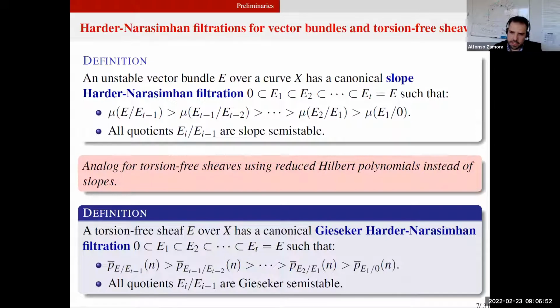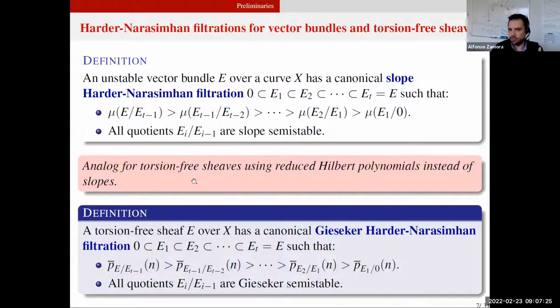With the stability condition appears the notion of a Harder-Narasimhan filtration. So for unstable objects, we can construct in a canonical way a unique filtration, which is called the Harder-Narasimhan filtration, which in the slope case is a filtration verifying these two properties: that the slopes of the quotients in this filtration, the consecutive quotients between two consecutive terms, form a decreasing sequence of slopes. And then all quotients are slope semi-stable, so we cannot further stabilize the quotients.